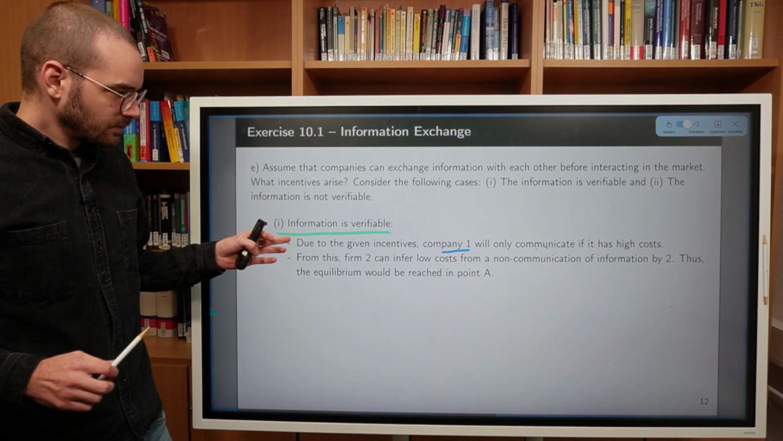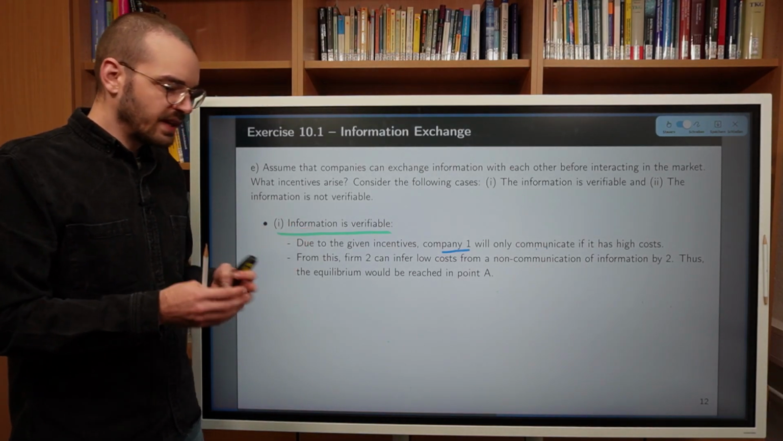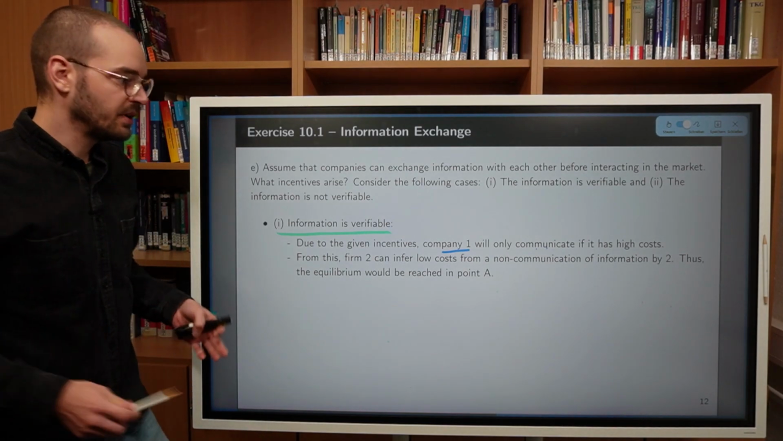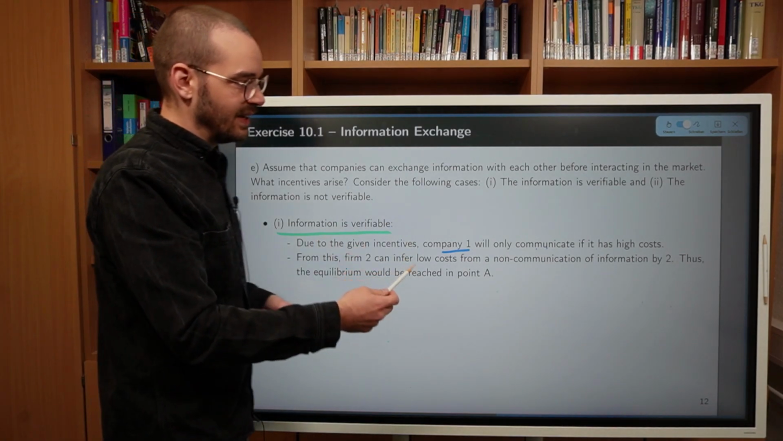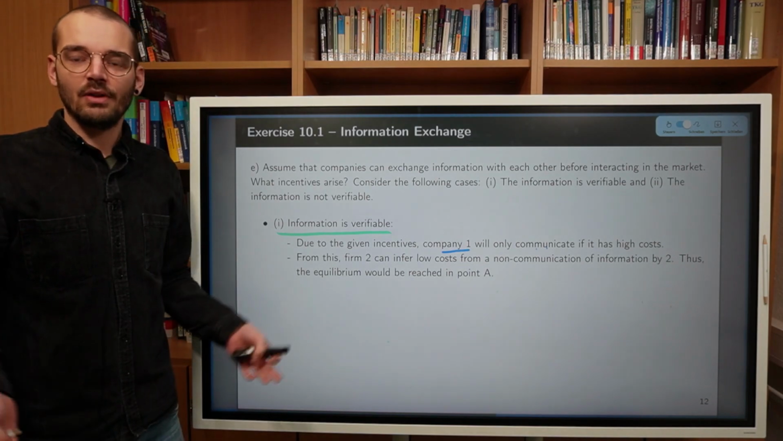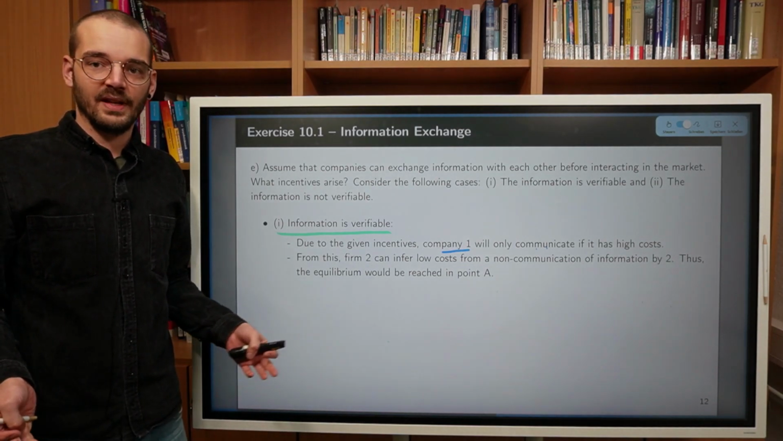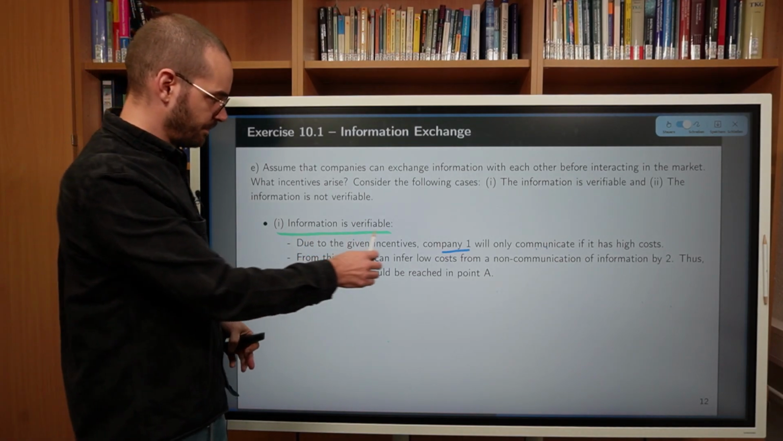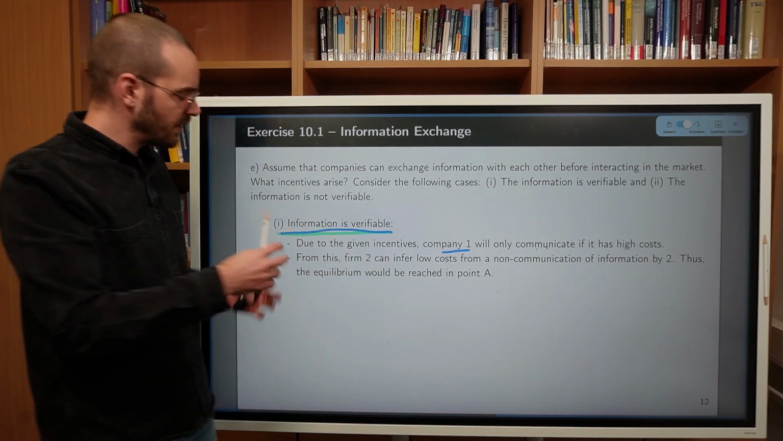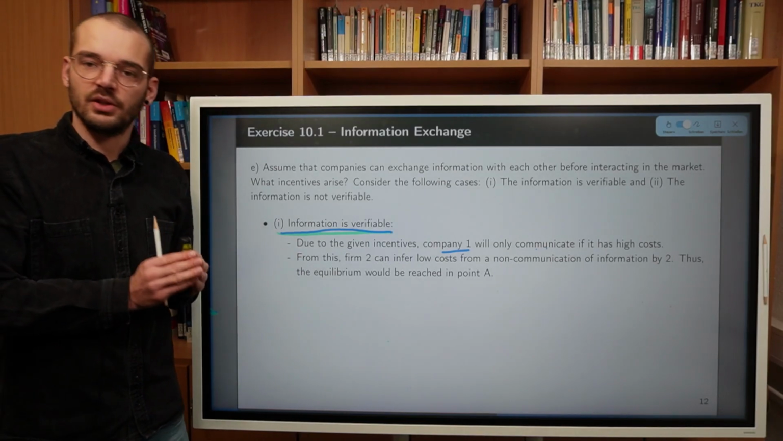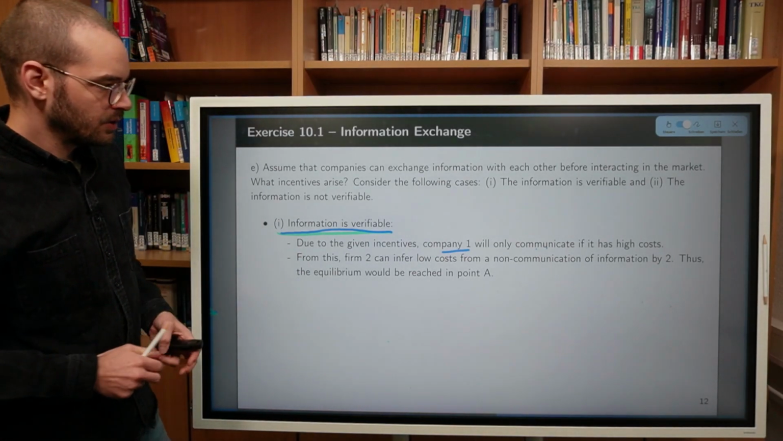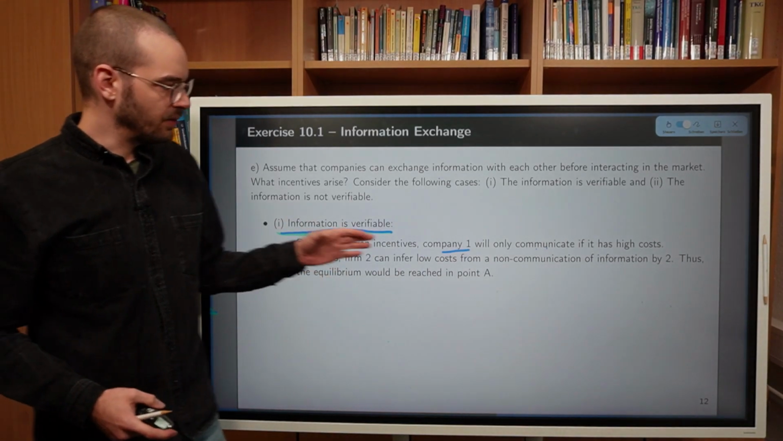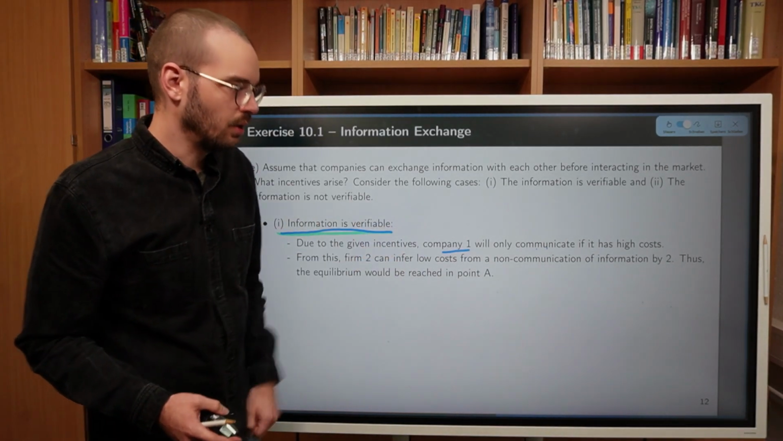However, firm 2 can now, of course, infer the true costs of firm 1. Because, well, if it communicates, it has high costs, and if it does not communicate, it has low costs, right? This is true because firm 1 cannot lie. Information is verifiable. So, from a non-communication of firm 1, firm 2 can infer that it actually has low costs.